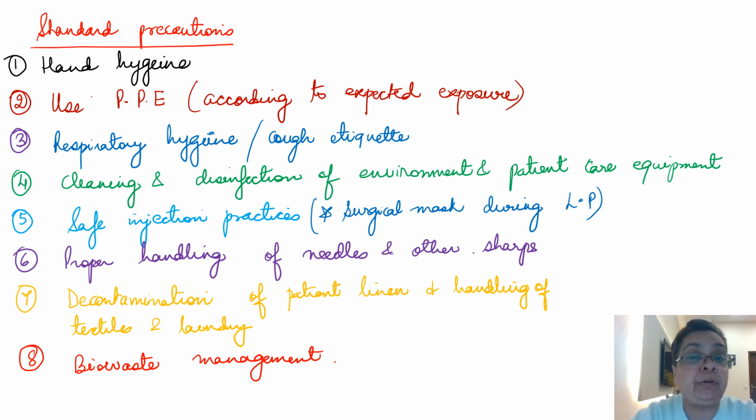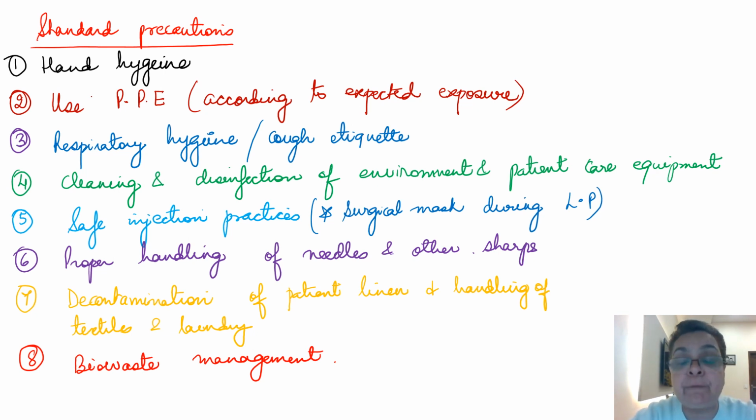Next is respiratory hygiene. That is, you should always cough in tissues, or if you don't have a tissue, cough into the elbow. Don't cough into your hands. Do hand hygiene after coughing and so on. Next is cleaning and disinfection of all environmental surfaces as well as patient care equipment. So at regular intervals, these should be cleaned as well as disinfected.